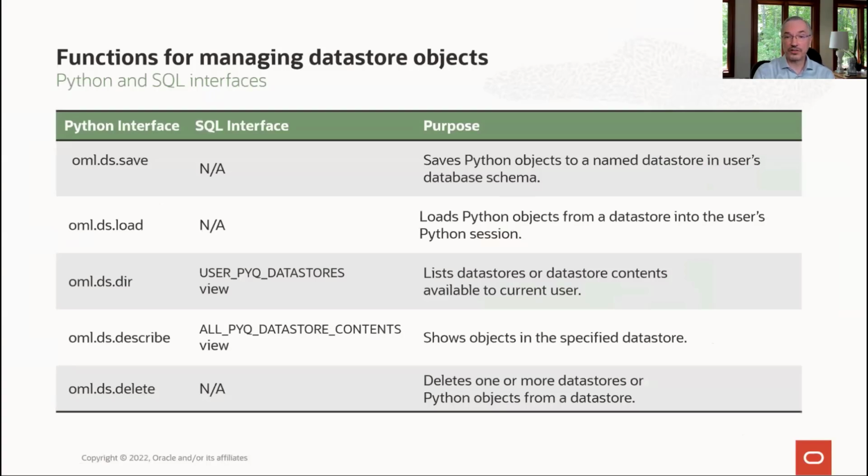Here's a summary of the functions available to manage data stores. There's, of course, the save and load we've already mentioned, but you can also list the data stores, see the contents of an individual data store. These can be from Python, but also directly in SQL queries using the views that are shown here. And of course, you can delete data store instances or objects within a given data store instance. So it gives you a rather complete way of manipulating Python objects within the database environment.